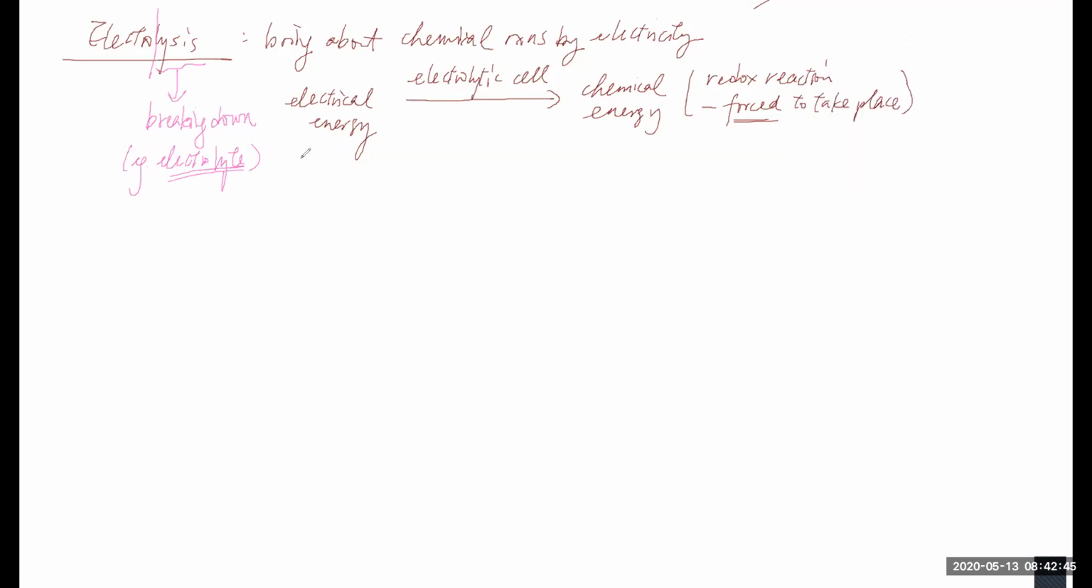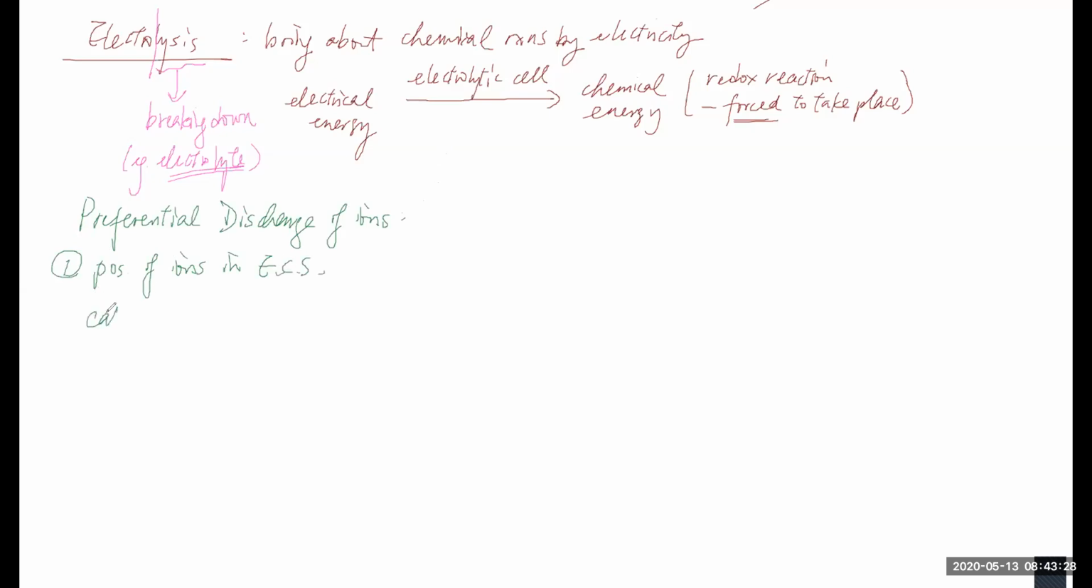Second, if you want to study this topic well, you need to know one important concept. What is that? We call it preferential discharge of ions. Do you still remember that one? We need to consider the three factors affecting the preferential discharge of ions. What are those three factors? The first one is the position of ions in the ECS.